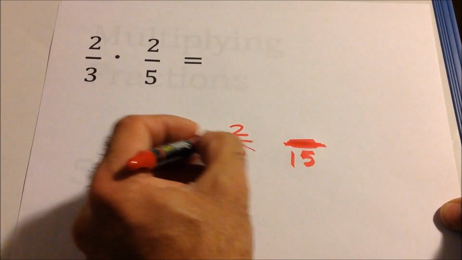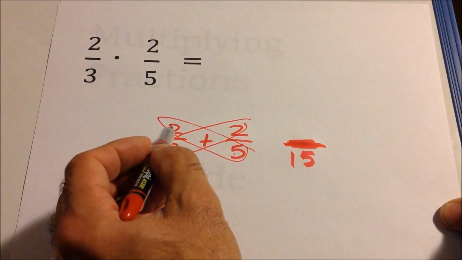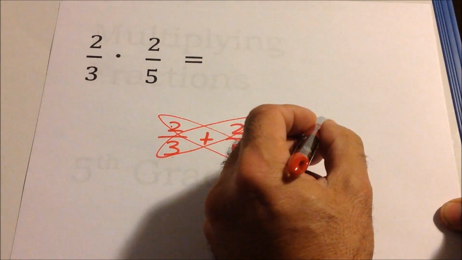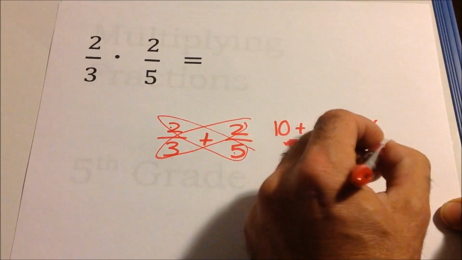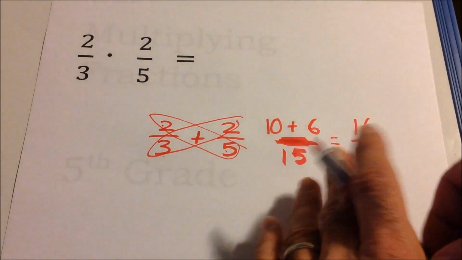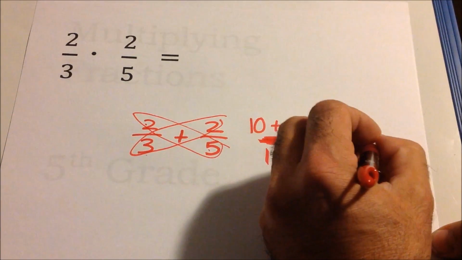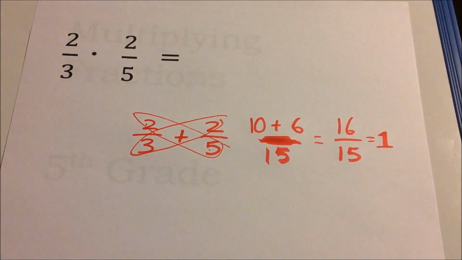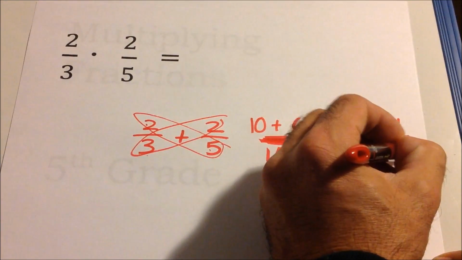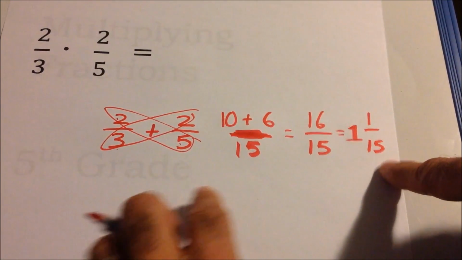And then we cross multiplied. We did 5 times 2, and we got 10. And then we did 3 times 2, and we got 6, and we add them, and we got 16 over 15. That's when we added. And this is improper, remember? So we can fix that, move this over. And it'll be 1, because 15 goes into 16 once. And then there's 1 left over. So that's the answer when we add.